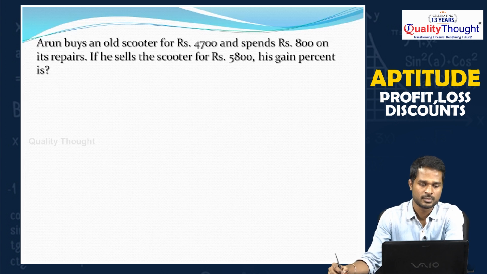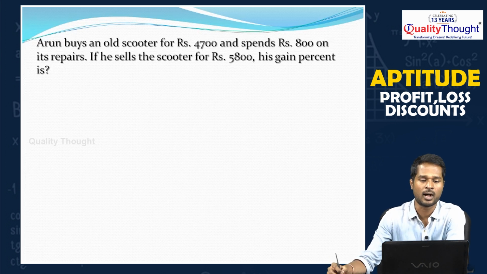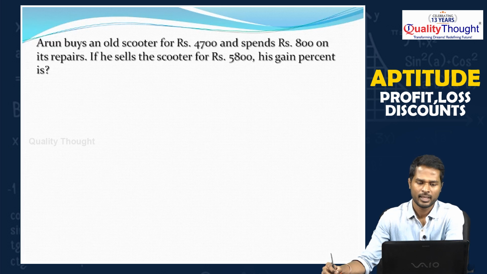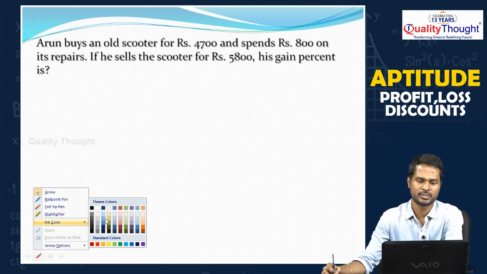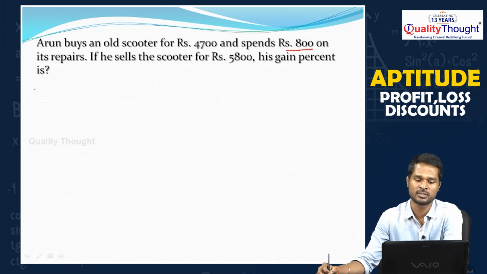The question says, Arun buys an old scooter for 4,700 and spends 800 rupees on its repairs. If he sells the scooter for rupees 5,800, then his gain percentage is. See, the main reason behind explaining this question is, most of us will take only 4,700 as the cost price, because it says Arun buys it for 4,700. You need to take this 800 also into consideration, because that also comes under the cost price.